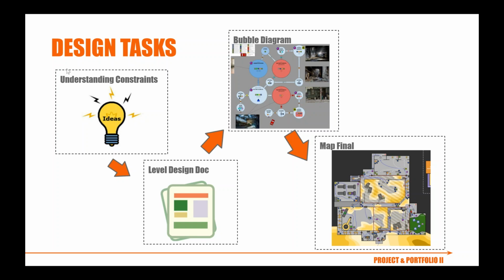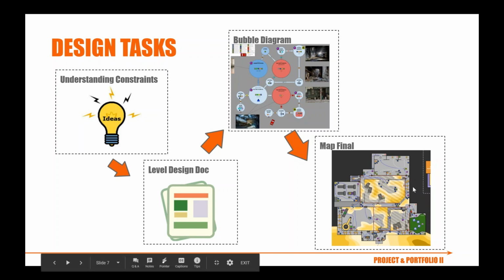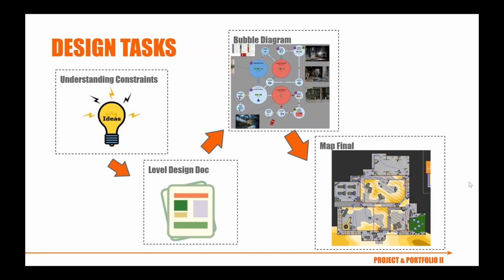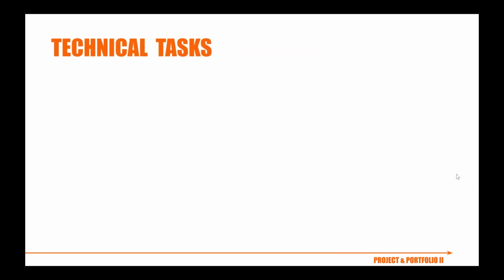So week 1, you'll be reading through the documentation and doing your level design document. Week 2 is the bubble diagram, and then you have weeks 3 and 4 to work on the final map. All right, at the same time are the technical tasks. I encourage you to work on at least one technical task and one design task per week. If you can get ahead, if you can knock out a few of them early, it's just going to make the course more enjoyable rather than feeling overwhelmed towards the end.